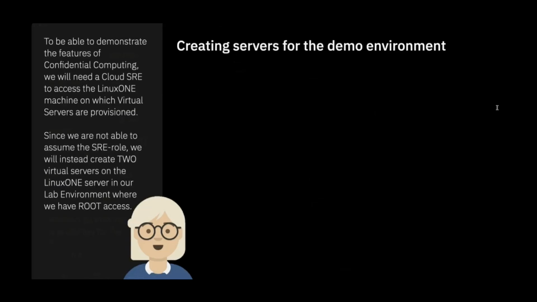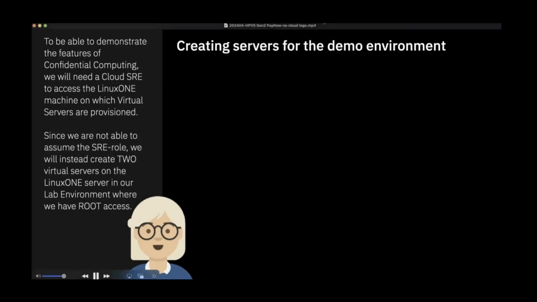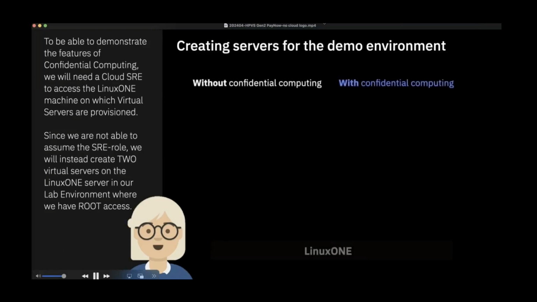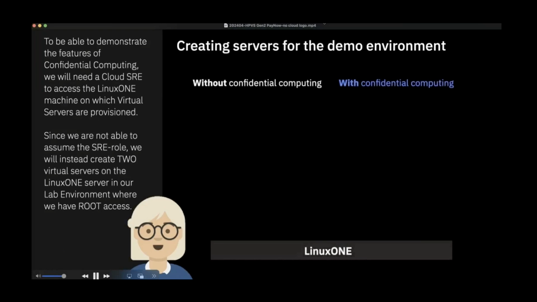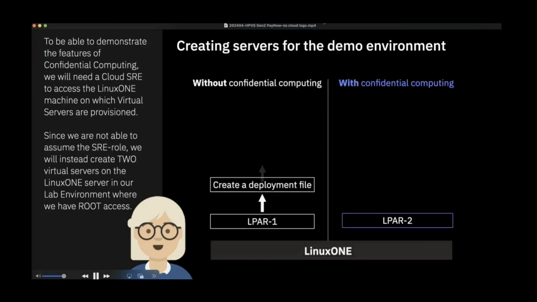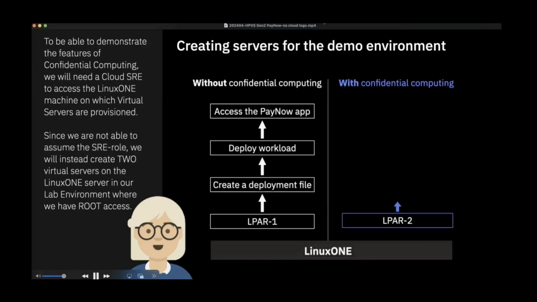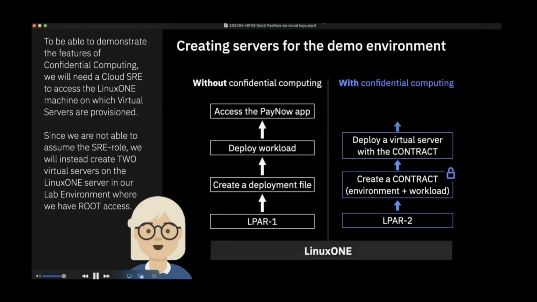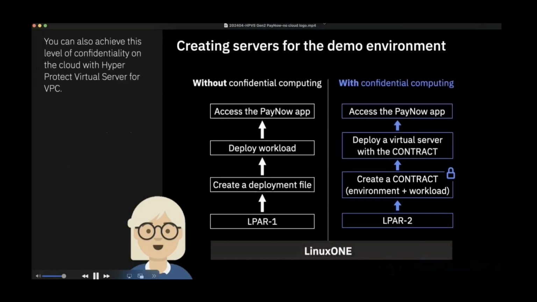To be able to demonstrate the features of confidential computing, we will need a cloud SRE to access the LinuxONE machine on which virtual servers are provisioned. Since we are not able to assume the SRE role, we will instead create two virtual servers on the LinuxONE server in our lab environment, where we have root access. You can also achieve this level of confidentiality on the cloud with HyperProtect Virtual Server for VPC.